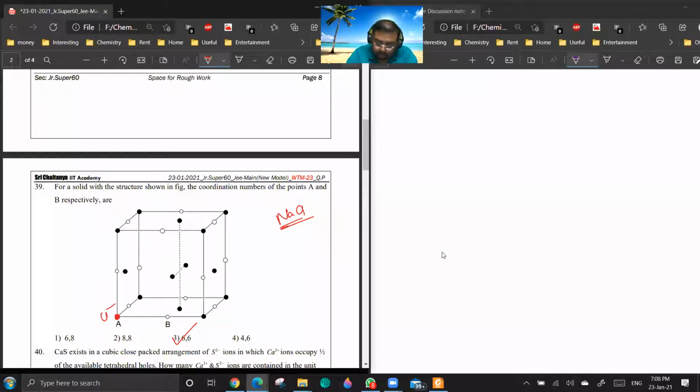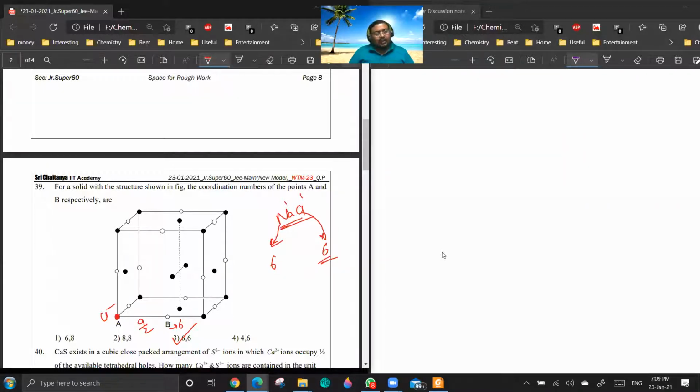Yes or no? Now the nearest is at a distance of A by 2. For that you have to move A by 2 along one of the axes. So A will have a coordination number of 6. And since it is 6 by 6, one NaCl is the formula. So Na plus will also have 6. So B will also have 6. You have to identify which structure it is representing. Is it clear?